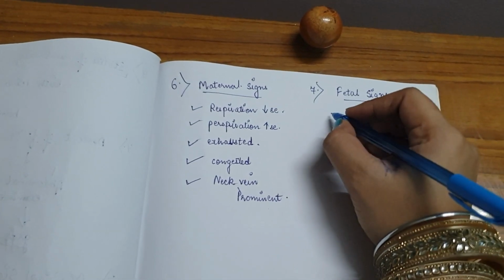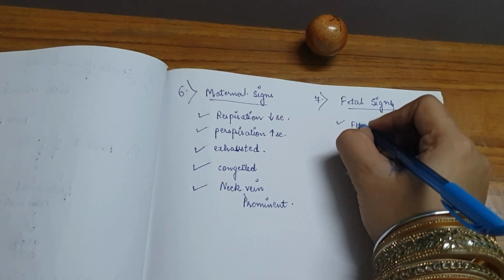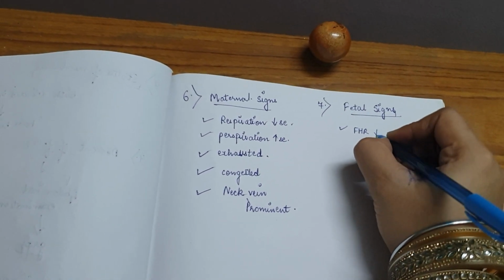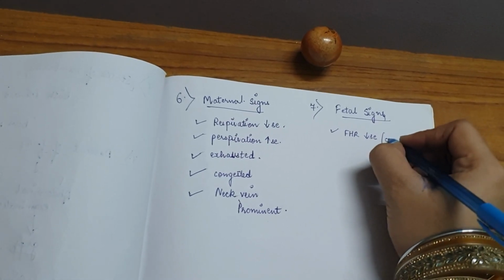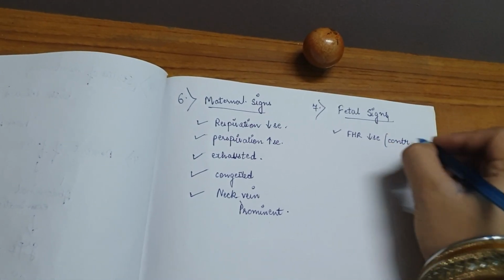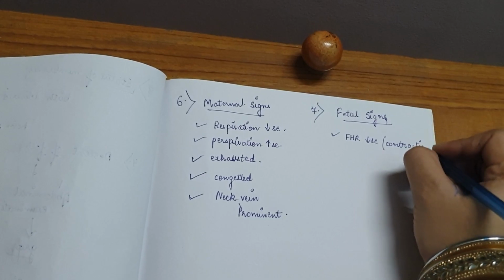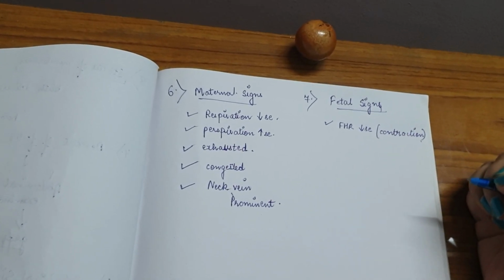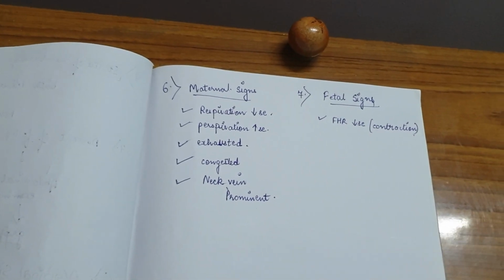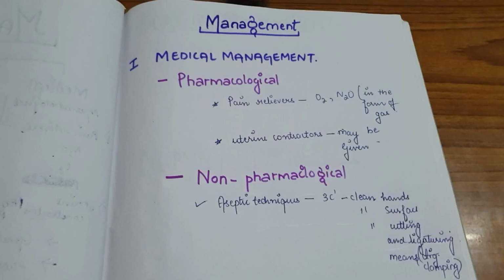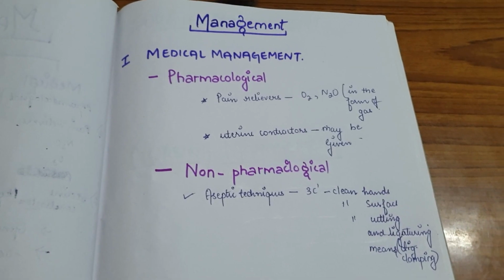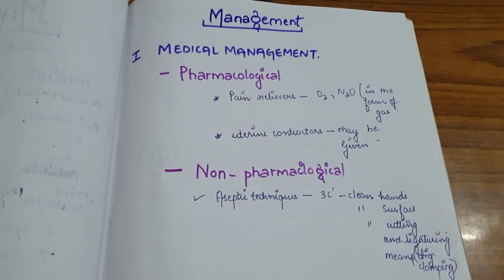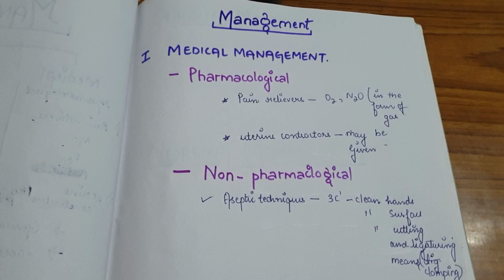Next, in the fetal signs, the fetal heart rate usually decreases when there is a contraction, but it becomes normal when the contraction passes off. So that's all about the clinical course during the second stage of labor. Next, we will move towards the management. In the management, there are three types: medical management, surgical management, and nursing management.